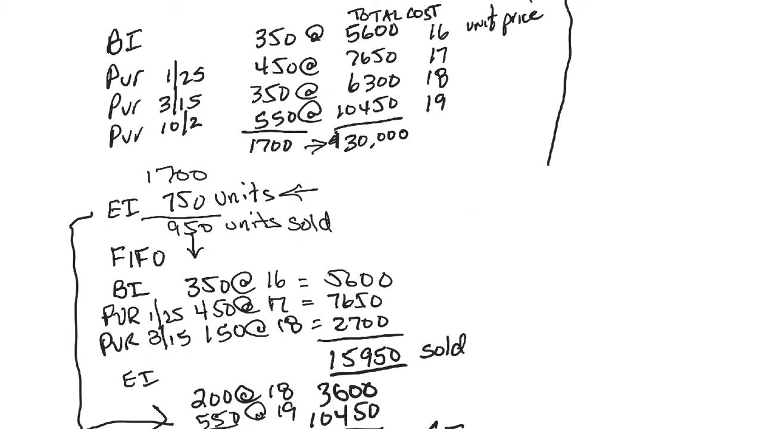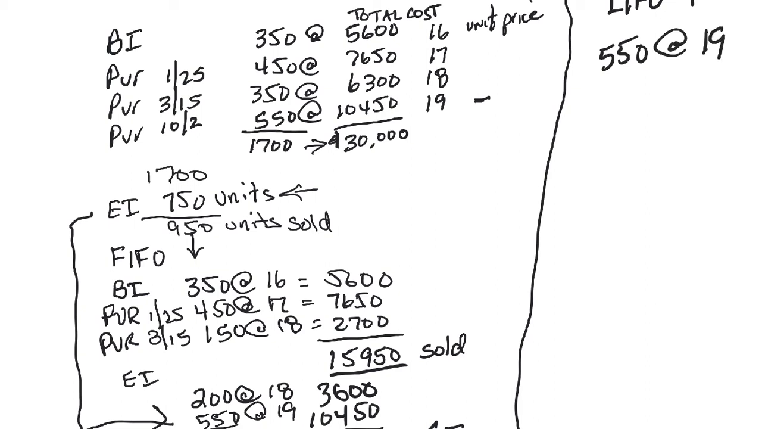Now, let's take a moment and let's do it under LIFO. So FIFO, if you remember, went down from the top. LIFO is going to go up from the bottom. So if we sold 950 units, the first units we're going to sell are here, the purchases. So I'm going to sell 550 at $19. I sold 950, so I have to sell 400 more.